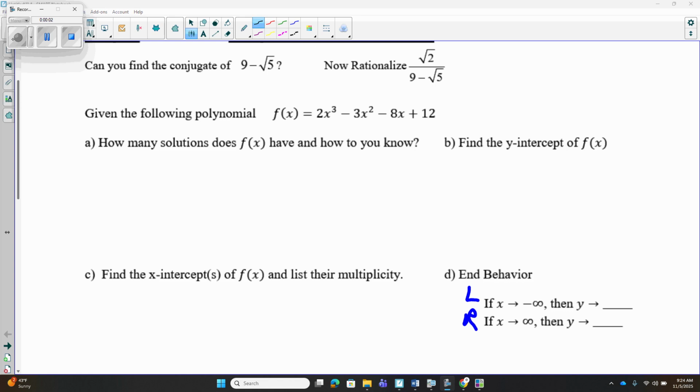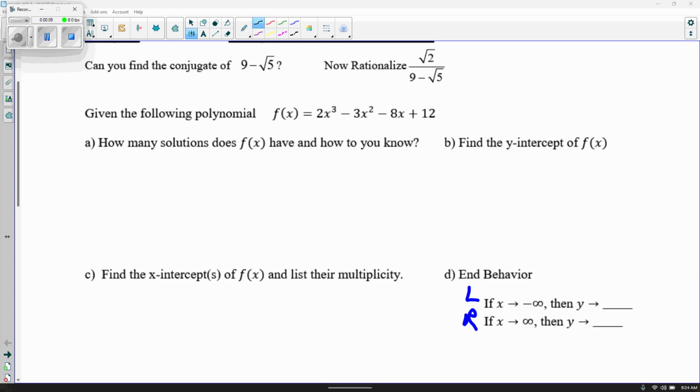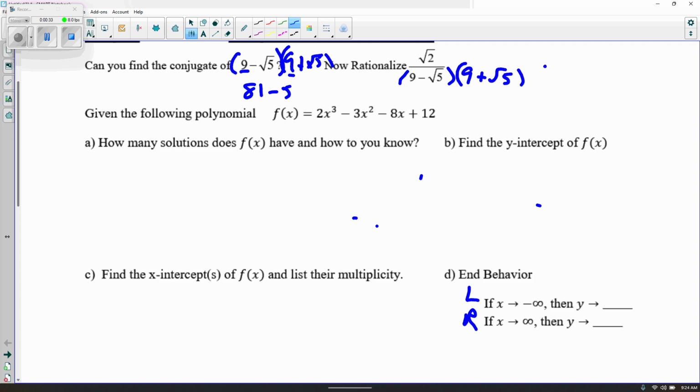All right, so what is the conjugate of 9 minus the square root of 5? All right, so we know it's 9 plus the square root of 5. So when we multiply these together, what are we going to get, guys? 9 times 9 is 81 minus the square root of 5 squared, so it gives you a total of 76. All right.